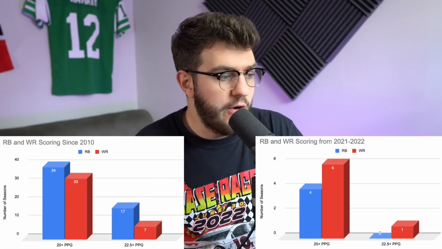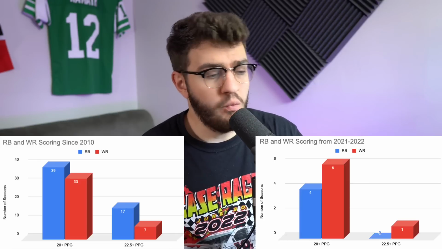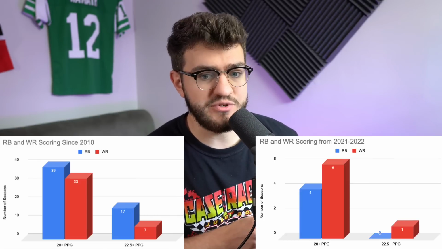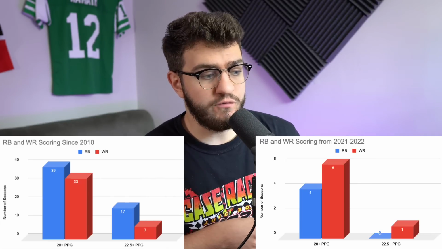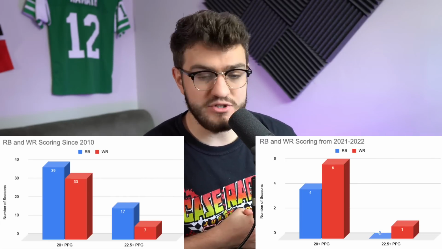So when we just look over the last 2 years, wide receivers have 6 20-plus point per game seasons to just 4 running back seasons. This is using minimum 10 games played. And then they have 1 22.5-plus point per game season to 0 for running back.